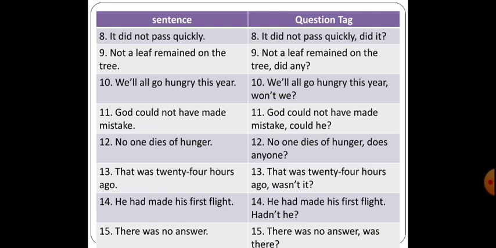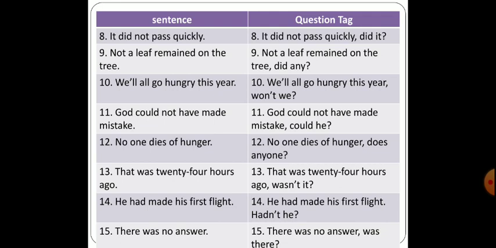The next one is, "We'll all go hungry this year." Question tag would be, "We will all go hungry this year, won't we?" So that will change into "won't we", because this is future tense. 11th one, "God could not have made mistakes." So the question tag would be, "God could not have made mistakes, could he?"